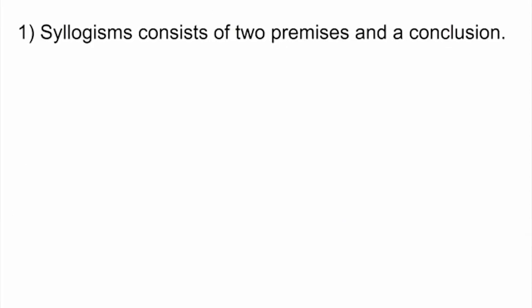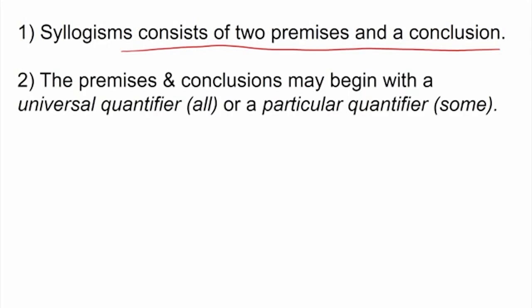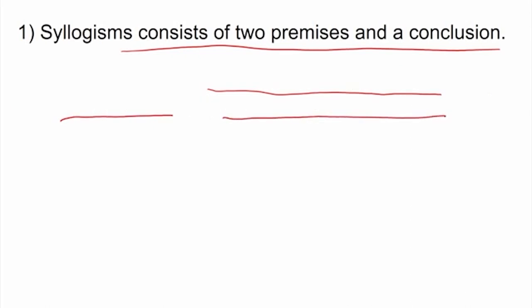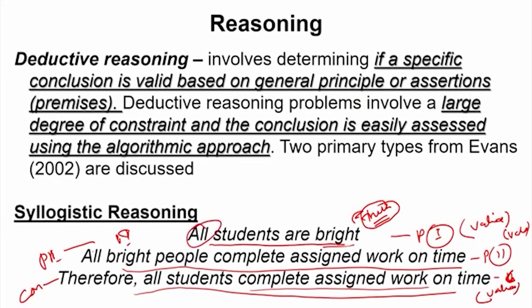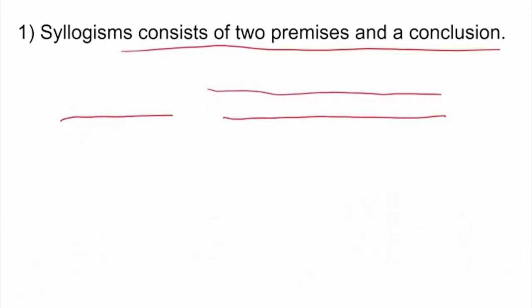So, let us break this up and understand syllogistic reasoning. Syllogisms generally consist of two premises and a conclusion. As I said, most syllogistic reasoning examples will have two premises to start with, premise 1 and 2, and these premises are then followed by a certain conclusion. The premises and conclusions may begin with a universal quantifier, all, or a particular quantifier, some. As you saw in these statements, it says all students, or it could also say some students are bright.